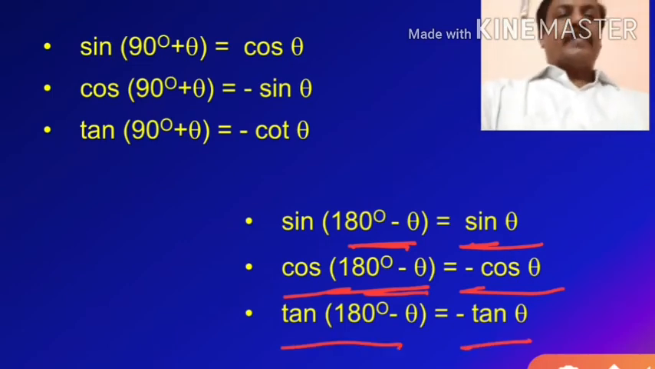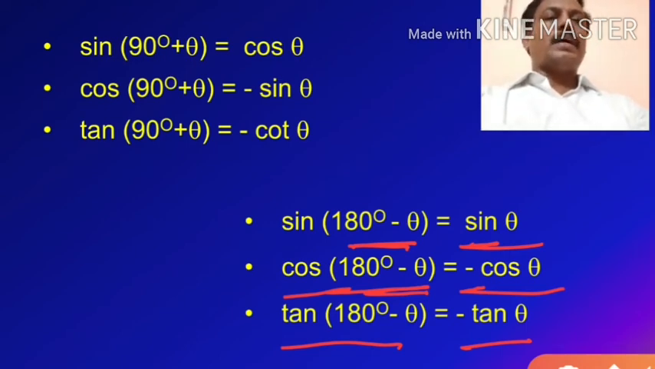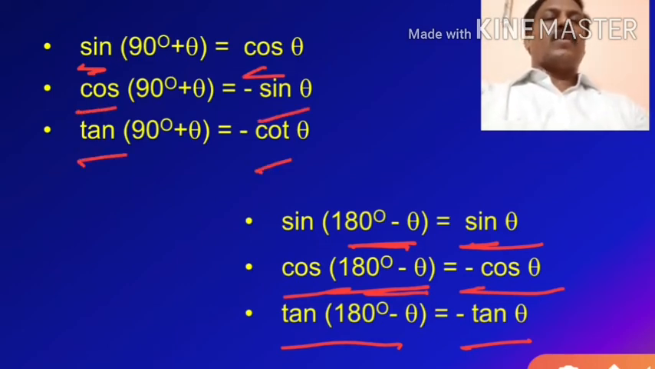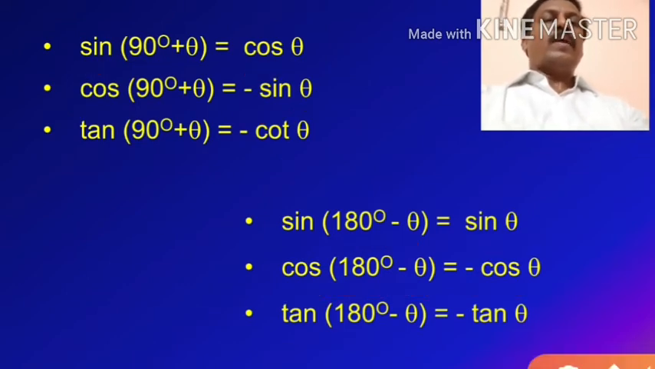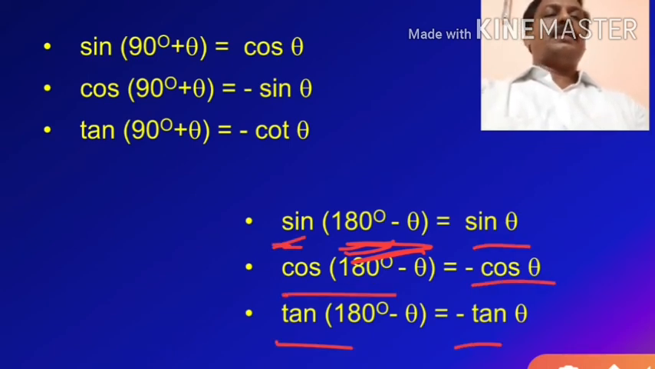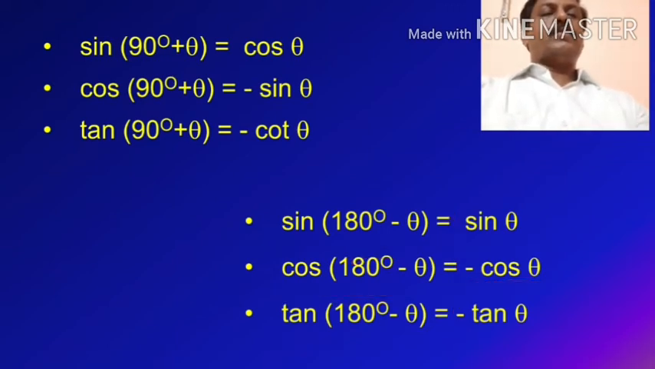So remember, when the angles are written in the form of 90 plus theta, the function changes to co-function: sine changes to cos, cos changes to sine, and tan changes to cot. But when the angles are written as 180 minus theta or 180 plus theta, then the functions do not change. Sine remains sine only, cos remains cos only, tan remains tan only. We have to only apply the proper sign. Okay, yes. So now let us move to the next slide.